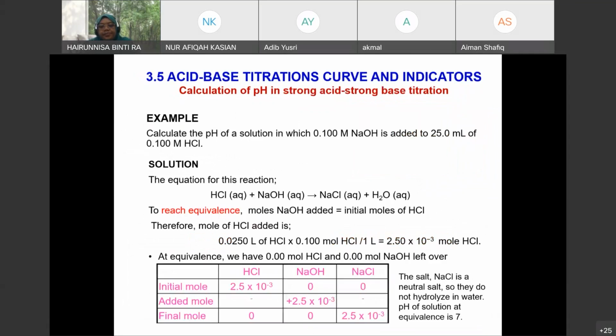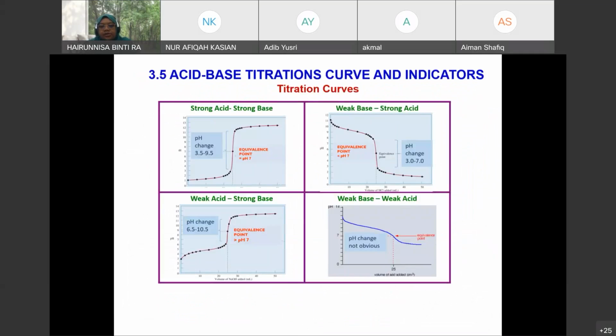Ya, saya tunjuklah dia punya ni, this one. The pH change dekat bahagian equivalence point dia is not... kenapa pen saya tak detect? Ya, ya.